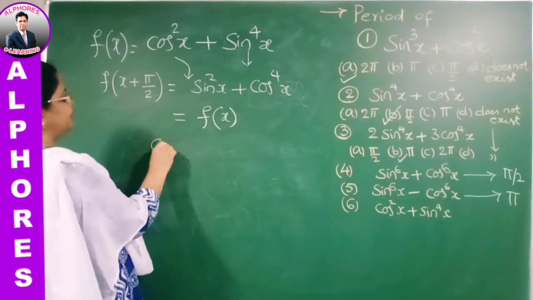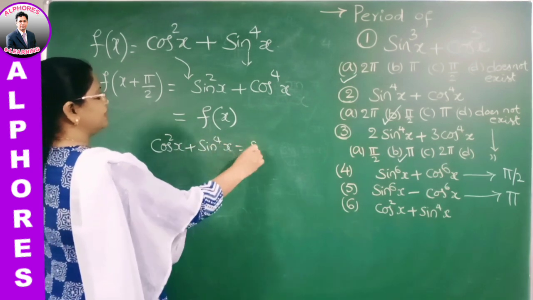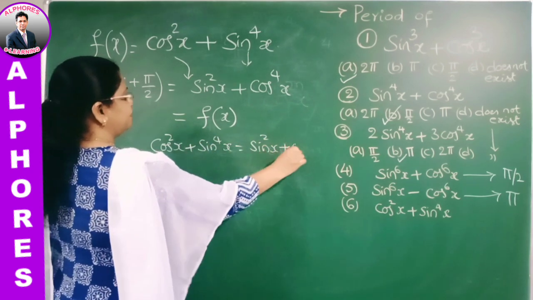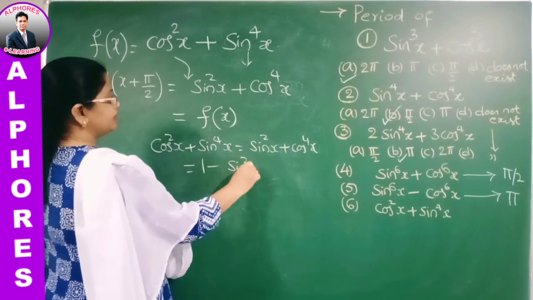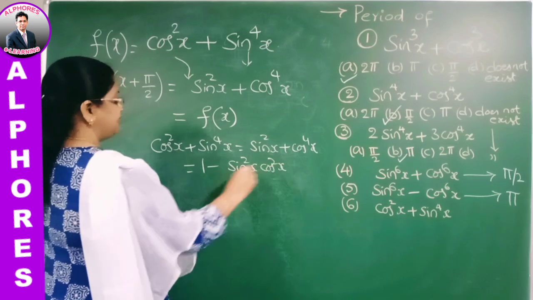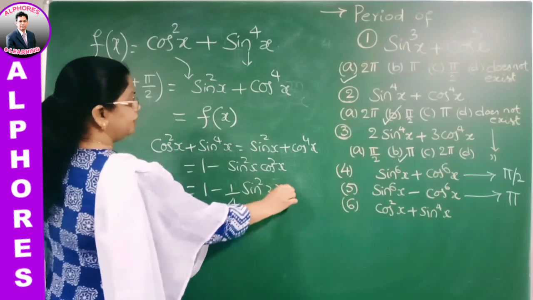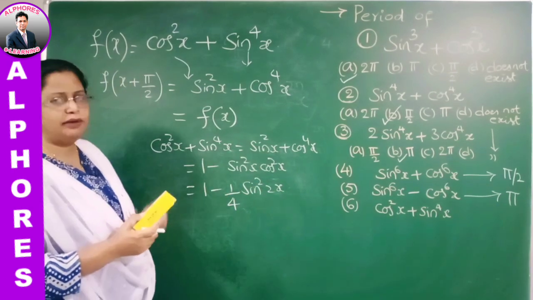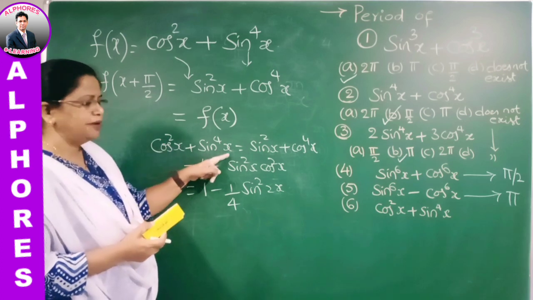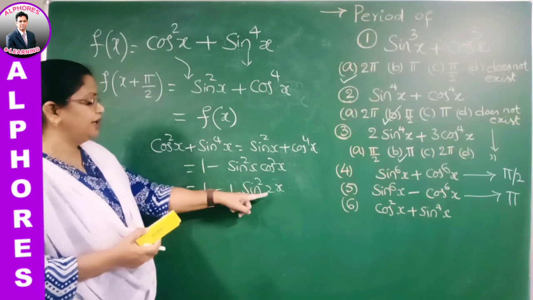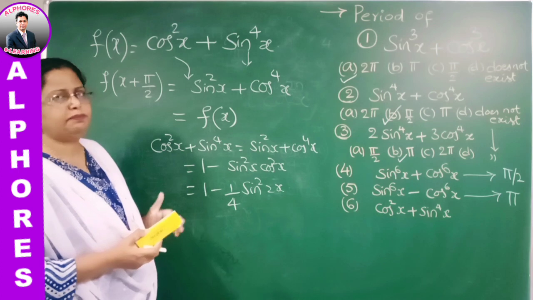We have a result cos square x plus sine to the power of 4x, which is the same as sine square x plus cos to the power of 4x, and this is equal to 1 minus sine square x cos square x, and this is actually again 1 minus 1 by 4 sine square 2x, right? So we have this kind of formula in multiple, submultiple as well as in trigonometric ratios and identities. Basing on those, you can say, wherever you get sine square 2x, the period is pi by 2.